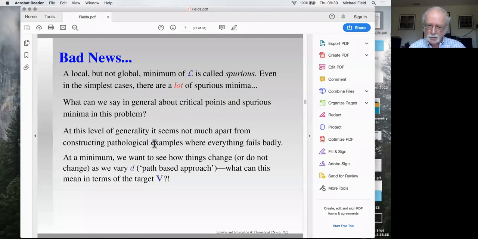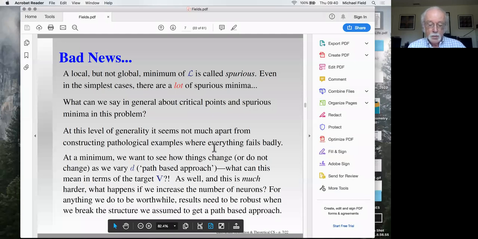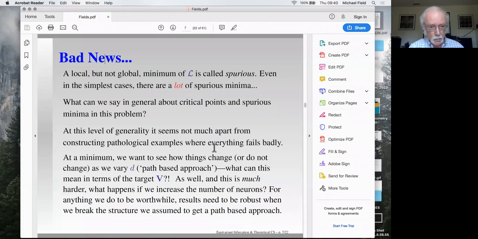But there's obviously a problem here. What can this mean in terms of the target as well? And this is really the focus of the talk, and it's much harder. What happens if we increase the number of neurons? For anything we do to be worthwhile, the results need to be robust when we break the structure we assume to get the path-based approach.